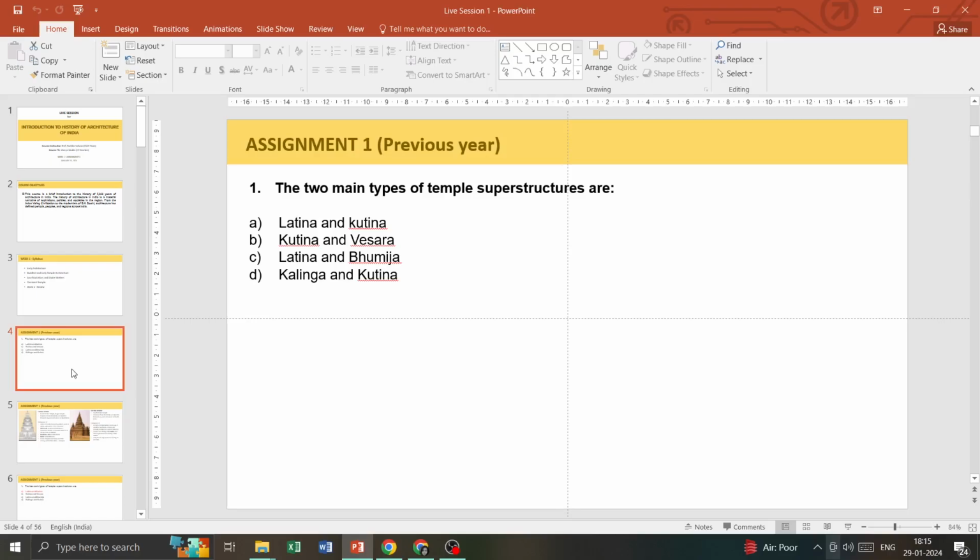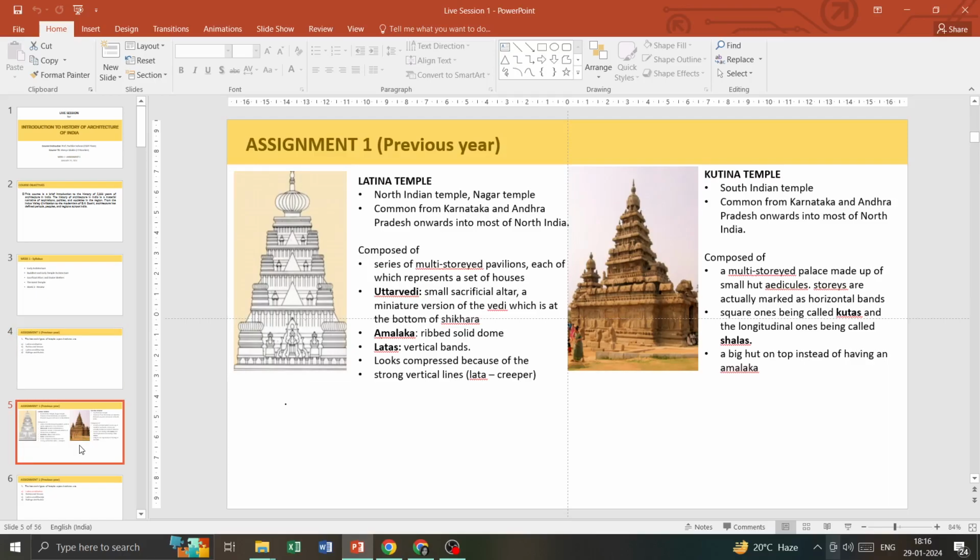While all these types are temple superstructures in India, in Indian architecture, we have to answer which are the two main types of temple superstructures. So the answer is Latina and Kutina. I will quickly tell you about the features of Latina temple and Kutina temple.